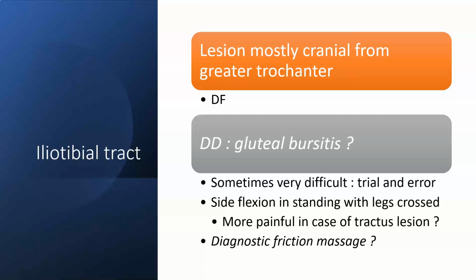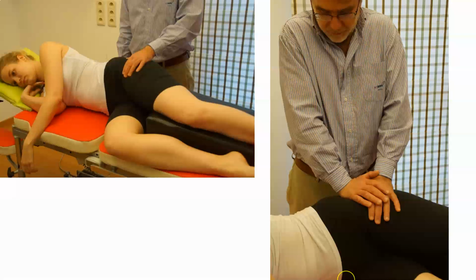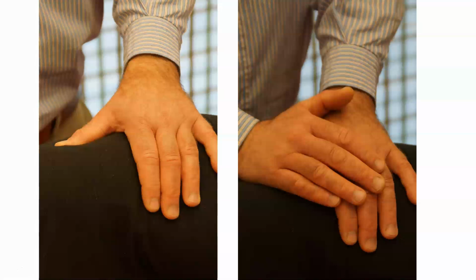We can give a diagnostic friction massage. We just palpate a specific spot with friction, and after 5 minutes we retest again. If it would be a bursitis, nothing would have changed. If it is an iliotibial tract lesion, then most likely the functional test after the diagnostic friction massage will be better.